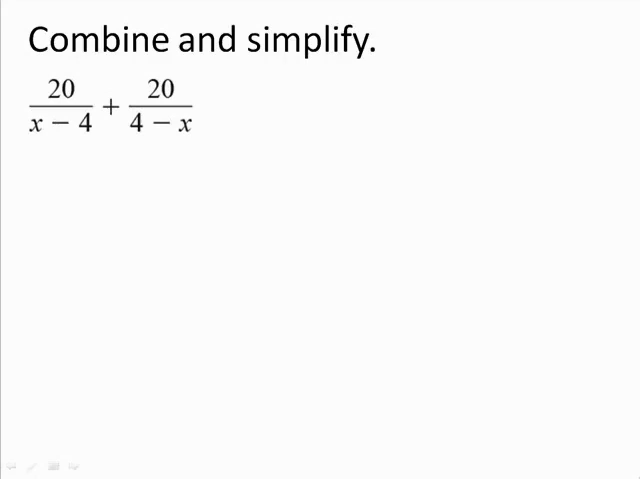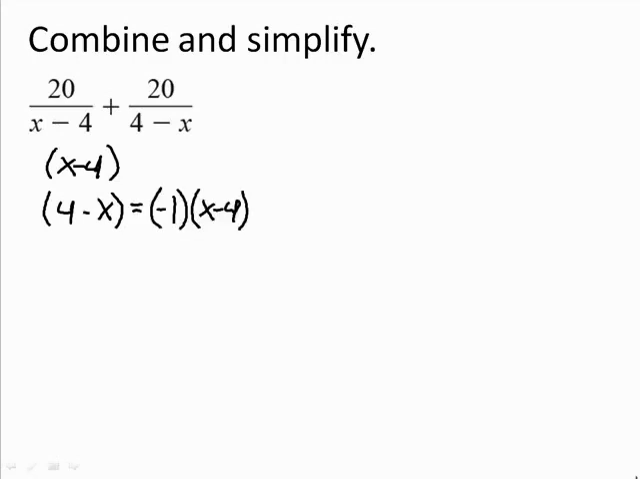Combine and simplify. 20 divided by x minus 4 plus 20 divided by 4 minus x. Find the least common denominator. The least common denominator is the least common multiple of the two denominators. The two denominators are x minus 4 and 4 minus x. 4 minus x can be written as negative 1 times the quantity x minus 4. The least common denominator has to include each factor. So the least common denominator is negative 1 times x minus 4.